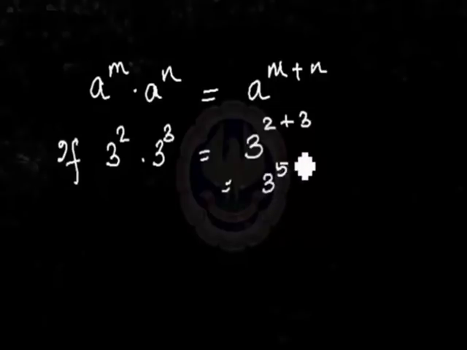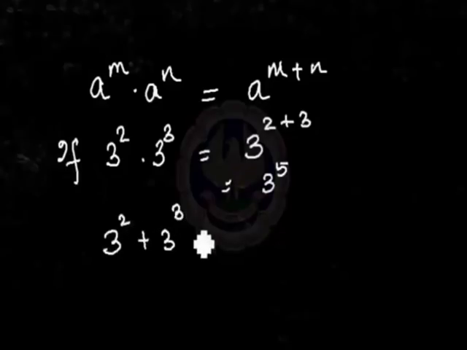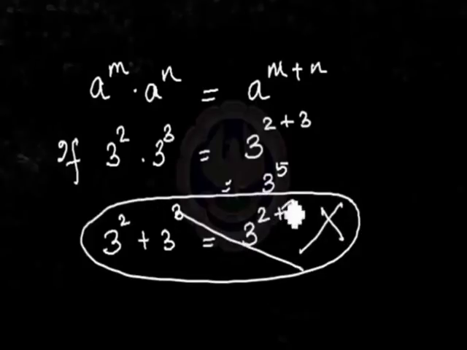The only thing I want to make sure is, please remember, if you have a question like 3 to the power 2 plus 3 to the power 3, please don't write this as 3 to the power 2 plus 3. This is completely wrong. Please remember that this applies only when you have a to the power m into a to the power n, and both bases are equal and we have two different powers, they can be added.